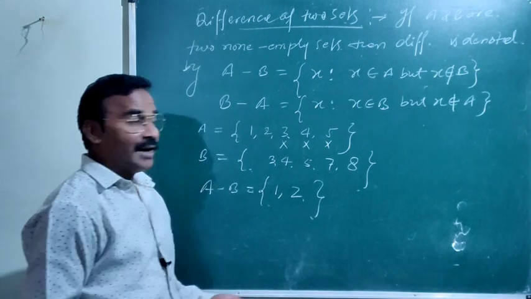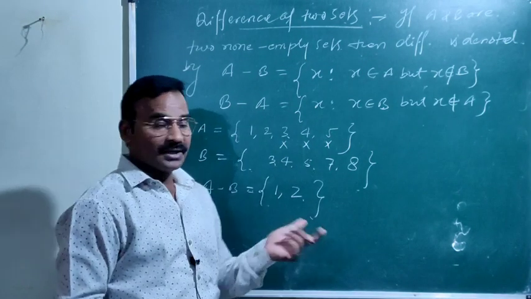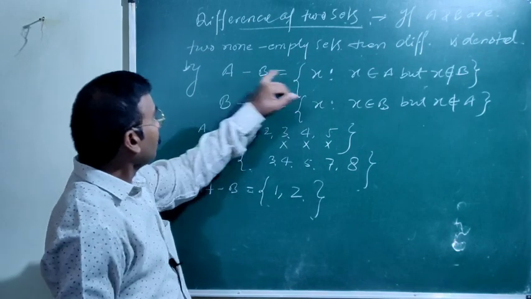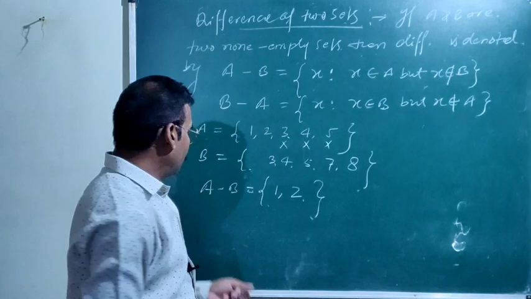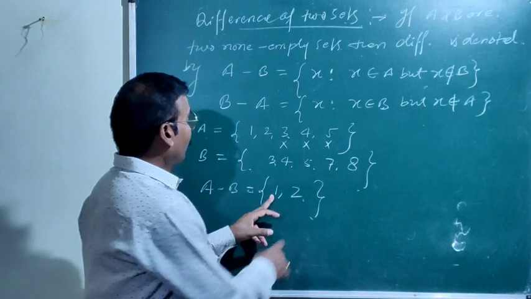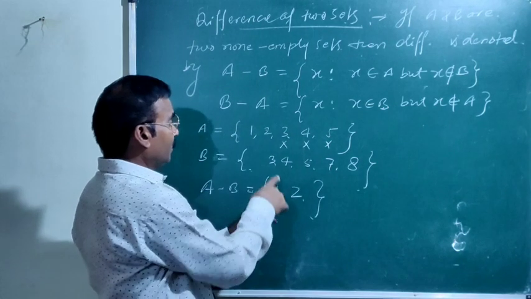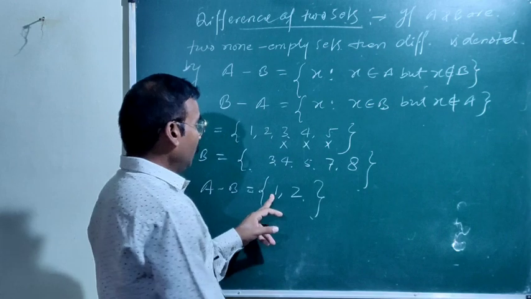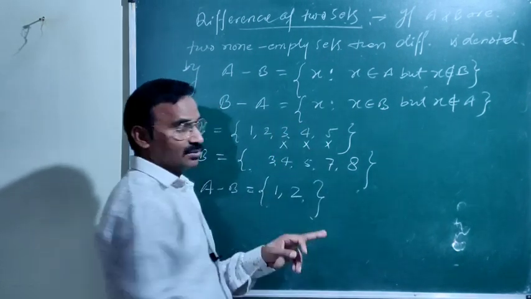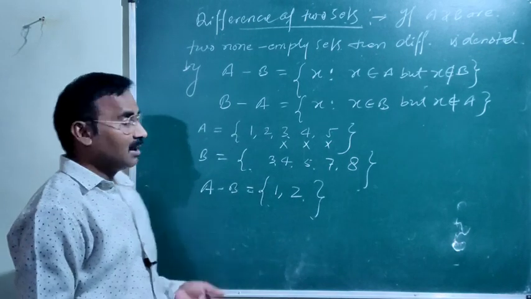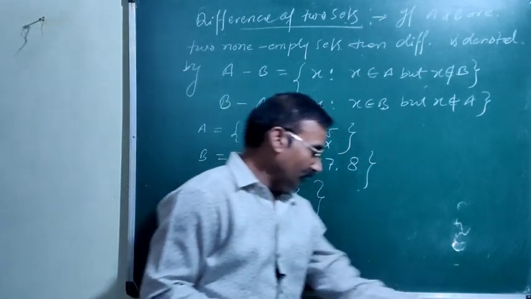And let us verify the definition. A minus B is {x : x belongs to A but x does not belong to B}. So 1 belongs to A but 1 does not belong to B, and 2 belongs to A but 2 does not belong to B. So this is the difference of the two sets.